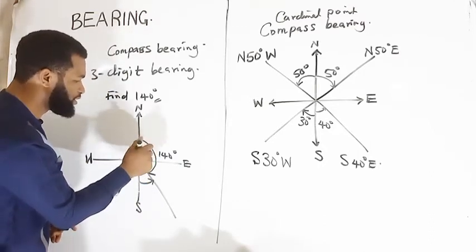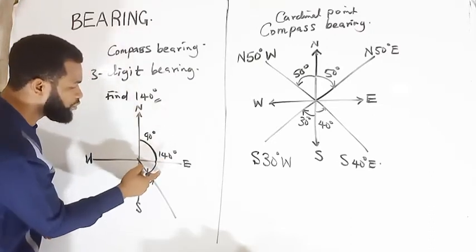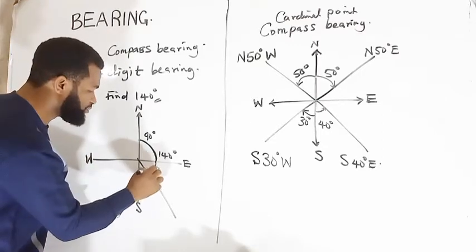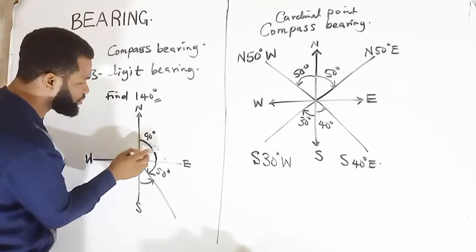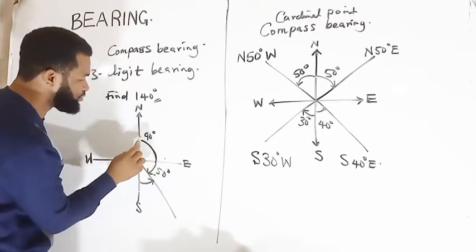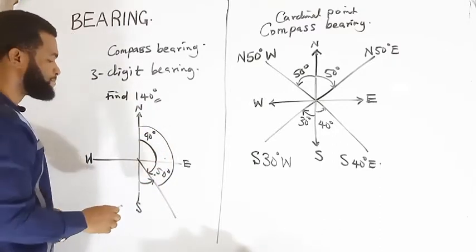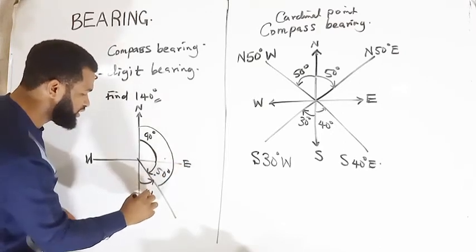So from here to here is 90, right? 90 degrees. What will I add to 90 to give me 140? That is going to be 50. So this place is 50 degrees. So from the north to this side is 90 degrees. Then from here to here is 50. So this plus this will give me a total of 140 from here to here. All right? But this is the same thing as saying southeast, 40 degrees.